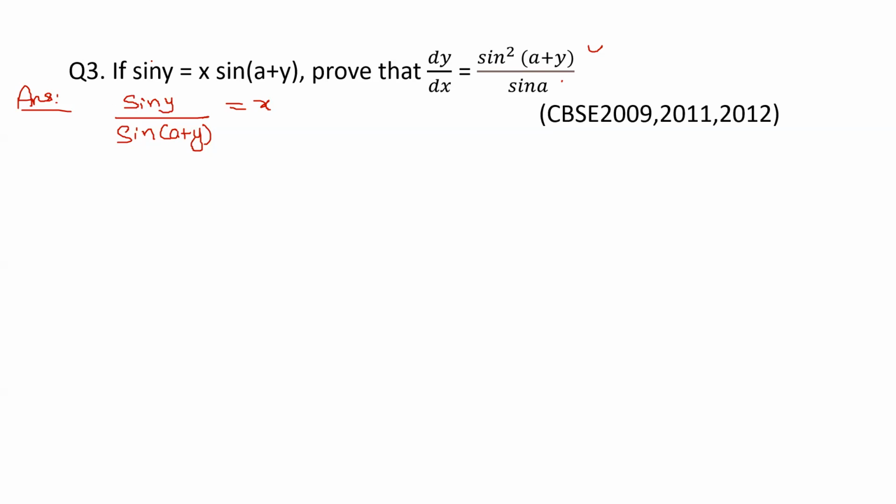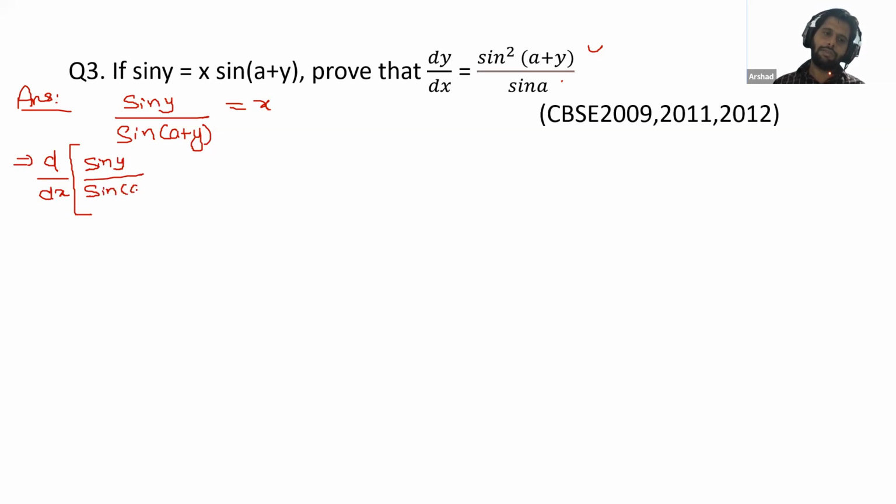Okay, please look here. If anyone has a doubt in this, please check here. So what we are doing, we are differentiating this with respect to x. So this will give us what? Derivative with respect to x of sine y by sine a plus y is equal to dx by dx. Now, how can we differentiate this LHS? So apply the quotient rule, denominator as it is, sine a plus y.